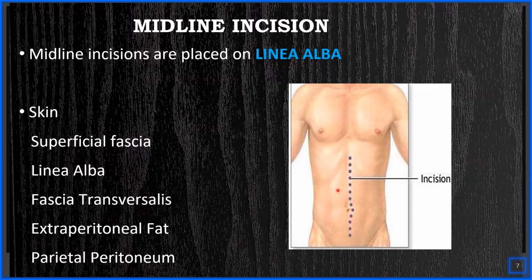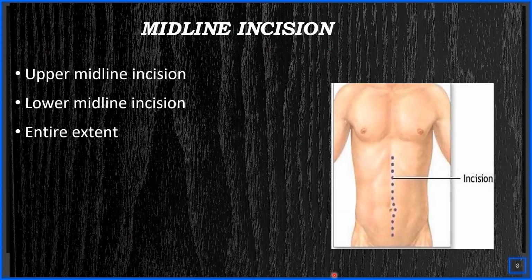Then you have the linea alba. Then you have the fascia transversalis. Deep to that you have the extraperitoneal fat, and finally the parietal peritoneum. So these are the structures that are cut through. You can see no muscles are cut while placing the midline incision. There is upper midline incision, lower midline incision, and a midline incision extending along the entire length. This is an example of a midline incision extending along the entire length.